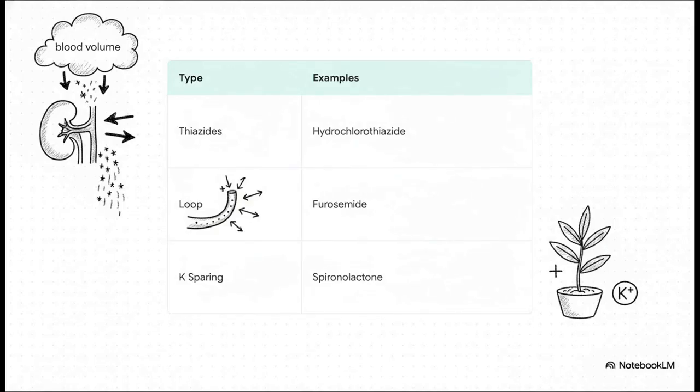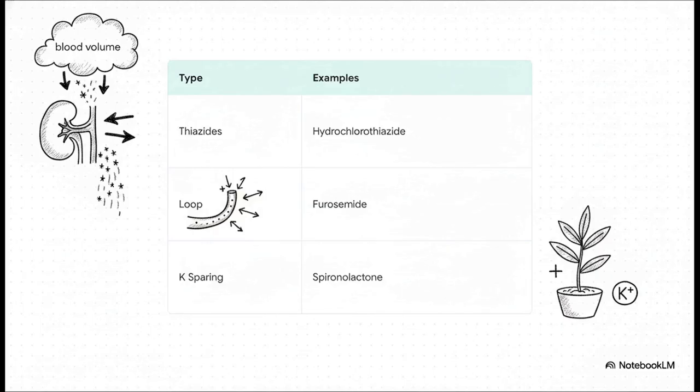Next up, diuretics. These primarily help by decreasing that blood volume we talked about earlier. Now, this is a pretty complex class, but we can easily break it down into three distinct subcategories. First, we have the thiazides, which include hydrochlorothiazide, chlorthalidone, and indapamide.